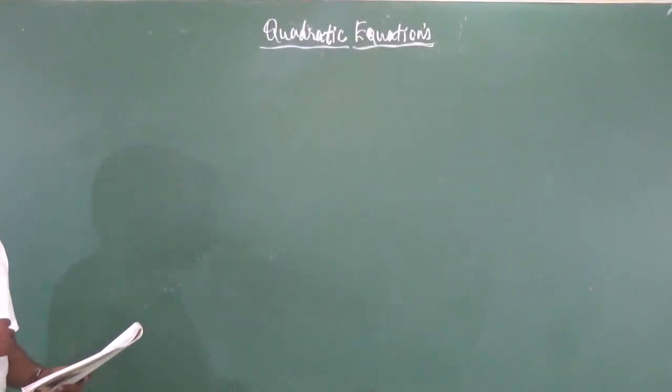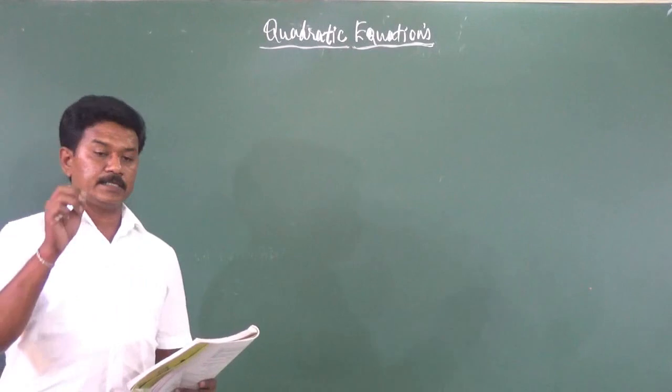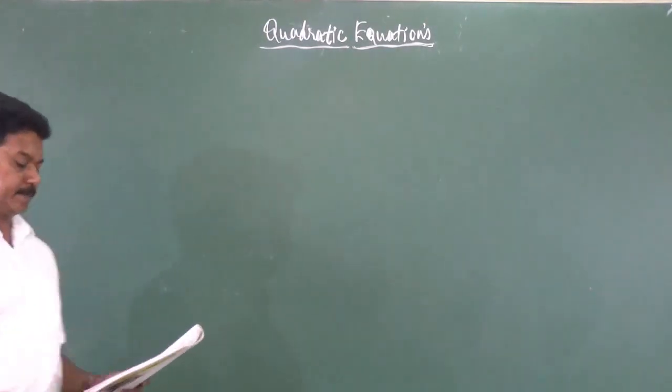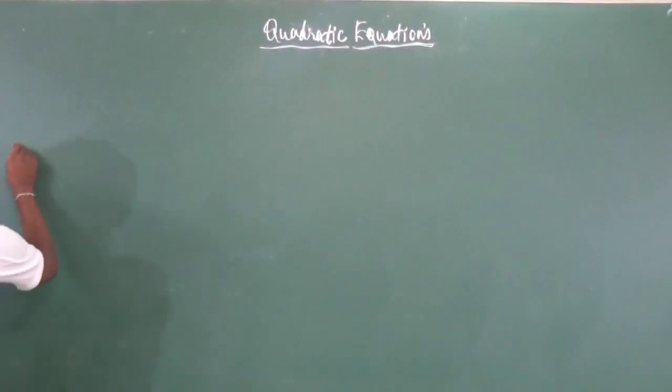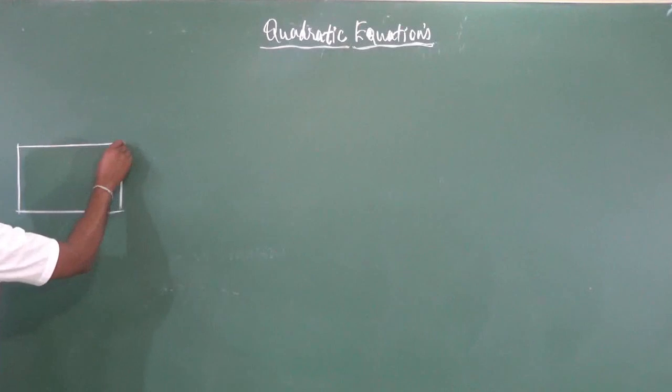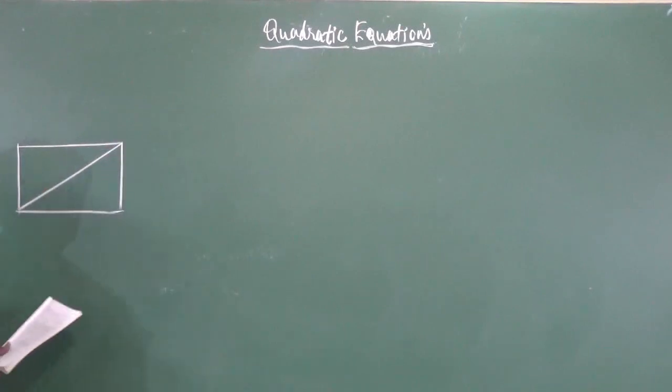Okay, we'll go with the 6th problem. The diagonal of a rectangular field is 60 meters more than the shorter side. Okay, for illustration, let us take a rectangle here. So this is the rectangle and this is the diagonal. The diagonal of a rectangular field is 60 meters more than the shorter side.